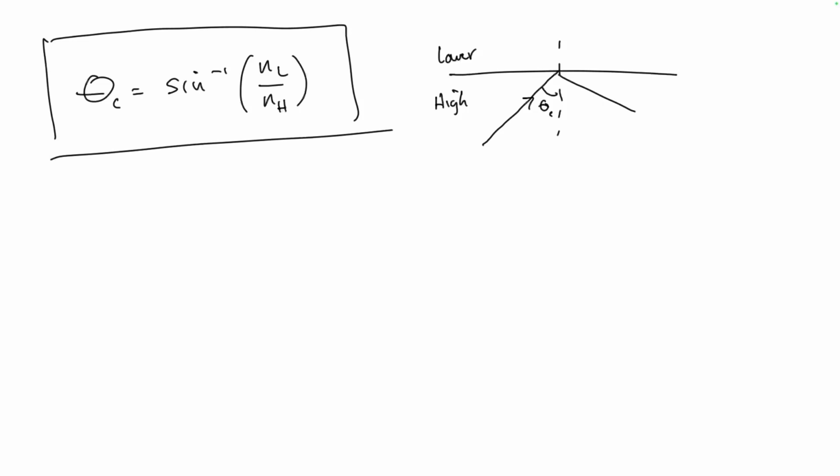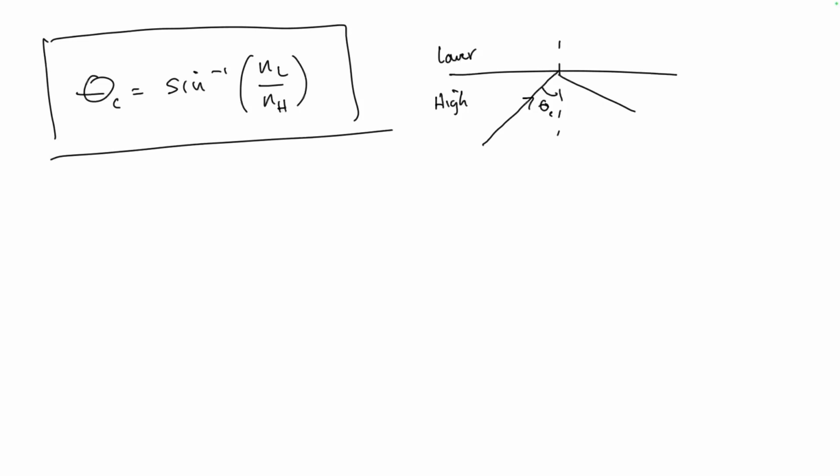I know it has to be n low over n high because of how sine and cosine functions work. The ratio must always be less than 1. This is why the critical angle does not work if you try to go the other way, because you'll get a ratio bigger than 1 and then your calculator will say that's impossible. And it is impossible, that just doesn't happen.